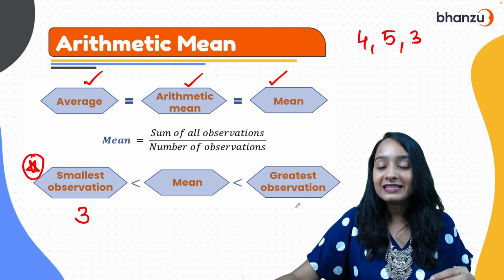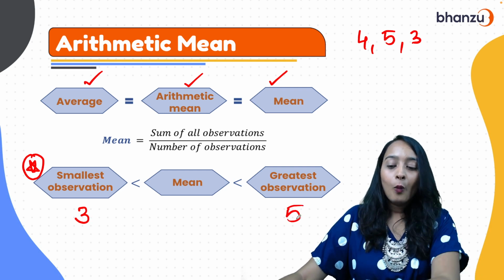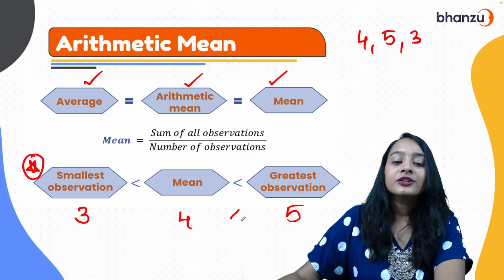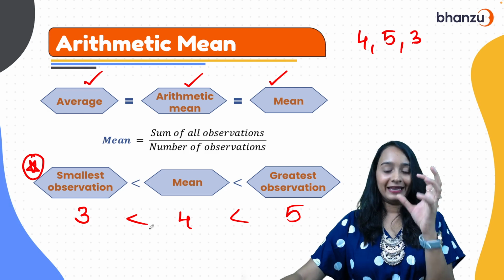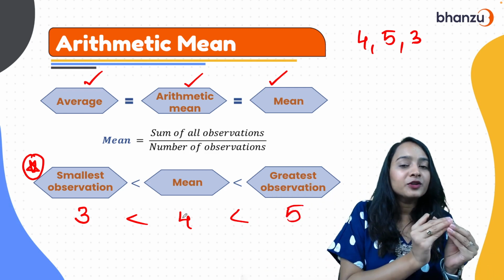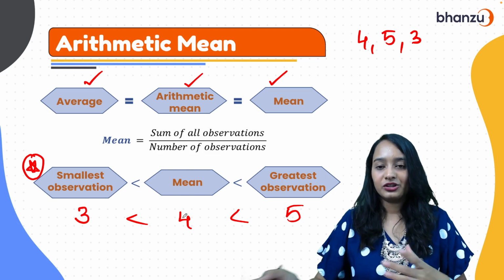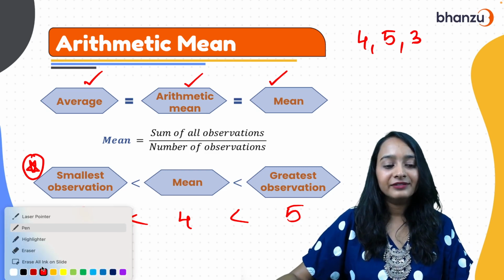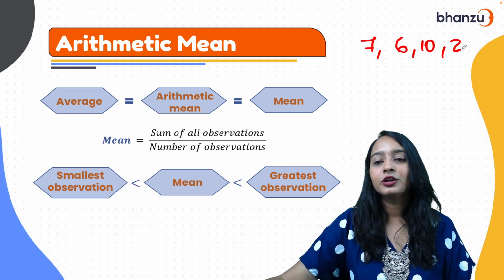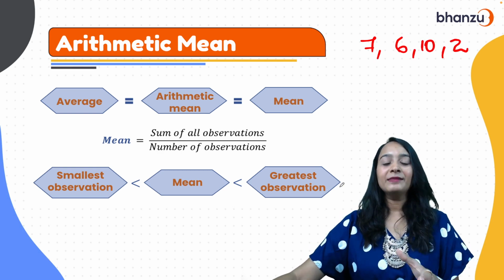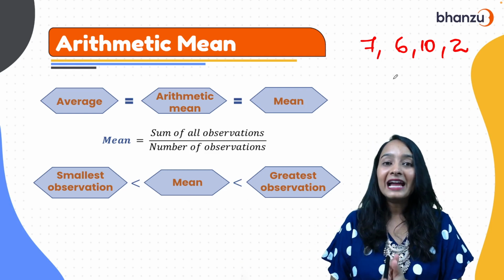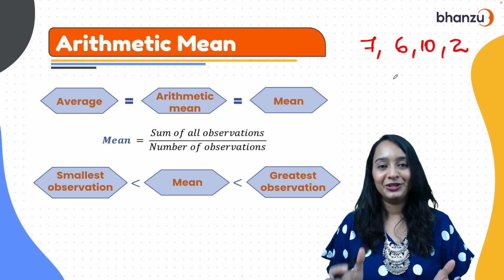What is the greatest observation? 5. What is the value that we got as a mean value? 4. So the value of the mean of a data always lies between the smallest observation and the greatest observation. For example, if we have the data, let's say 7, 6, 10, 2. Now you tell me in the comment section, the mean of this data will lie between which two values?